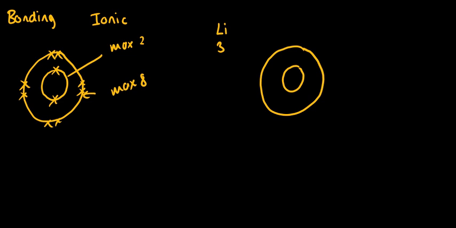Okay, so hopefully you've done that, and you realise lithium's got 3 electrons. First shell can hold a maximum of 2, so the first shell will take those 2 electrons. That gives us 1 more electron we need to place on the second shell.